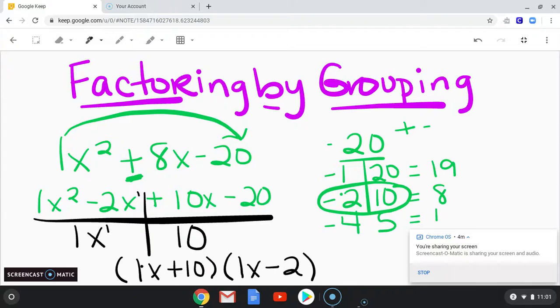Check your work on the right-hand side. 10 divided by 10 still makes 1 with an x left over, and negative 20 divided by 10 still makes negative 2. You just factored your first one. So now I'm going to wipe my screen clear so I can do another example where the leading coefficient is greater than 1.